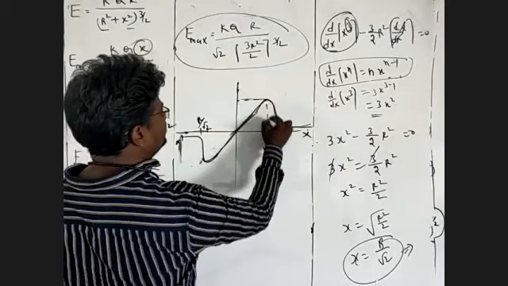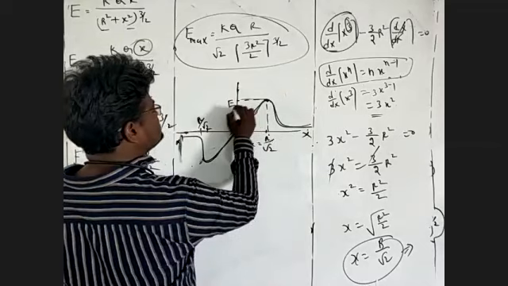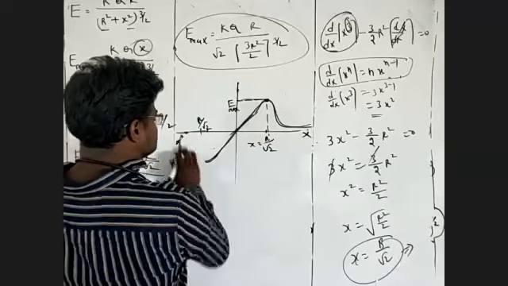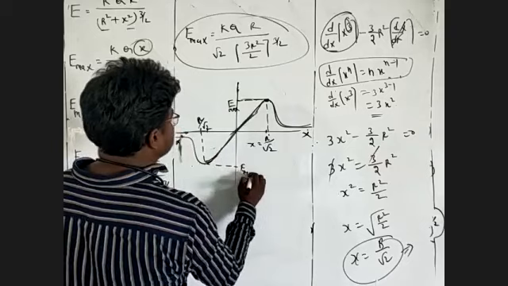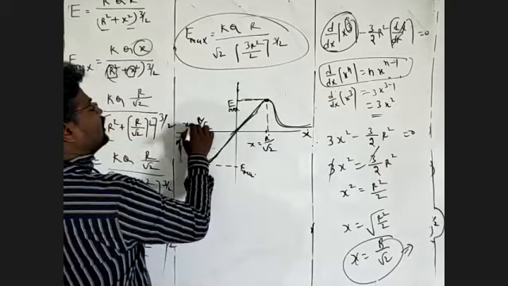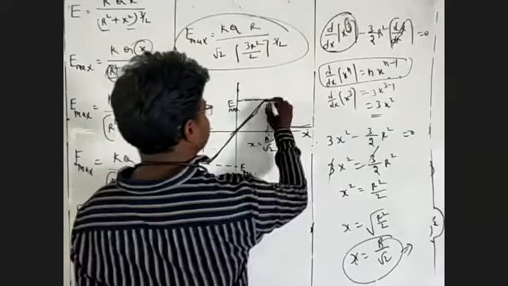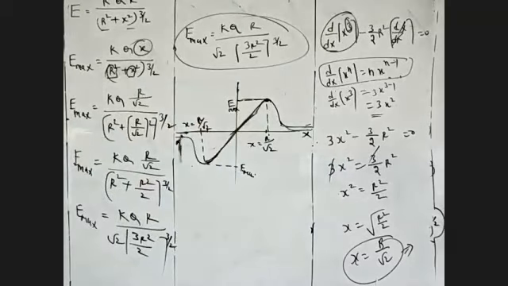At this place you are getting maximum, where x is equal to r by root 2. This is the Emax. Emax at this place. This is also where you are getting Emax, where x is equal to r by root 2. That is your graph.